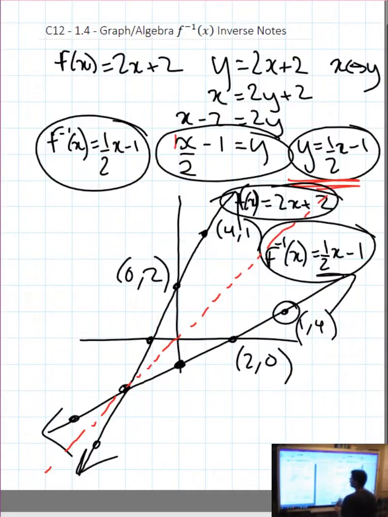So in the notes, there's a way to check your answer, and that's putting the inverse into the function, or a reverse, and putting the function into the inverse. So let's take a look at that.